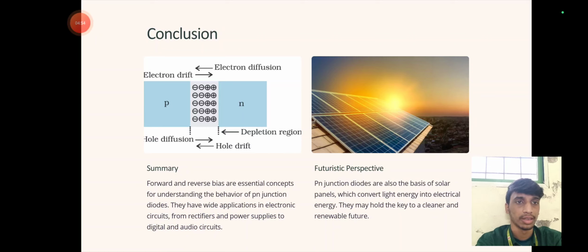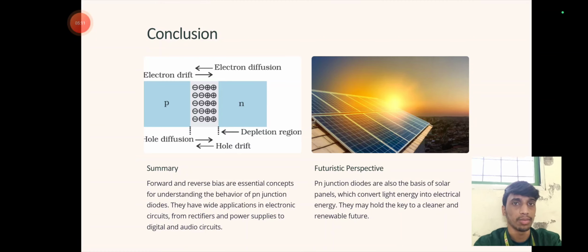Futuristic perspective: PN junction diodes are also the basis of solar panels, which convert light energy into electrical energy. They may hold the key to a cleaner and renewable future.